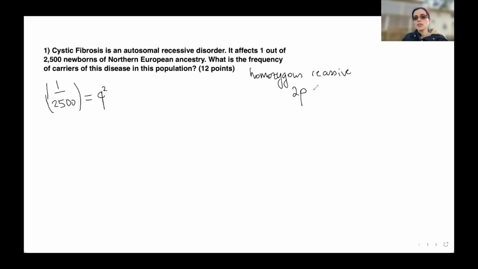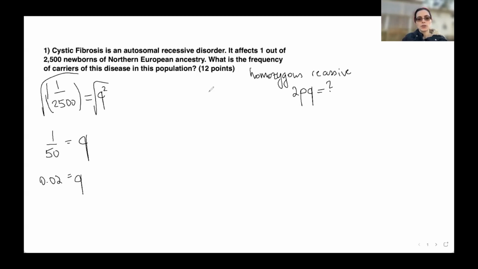So that is the 2pq that we're being asked to find. So far we have the q squared, and we need to find just the q and the p. So let's start with the q. So to find q, we need to square root both sides. So q is 1 out of 2,500 square rooted, which is 1 over 50. If we convert it to a decimal form, we get 0.02.